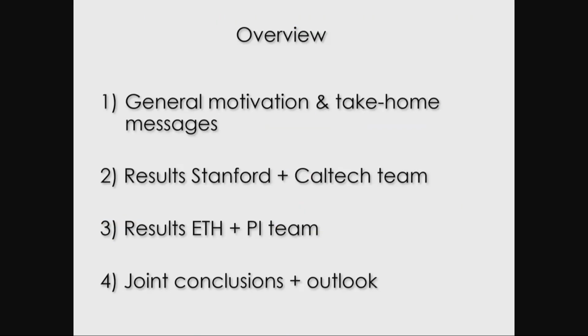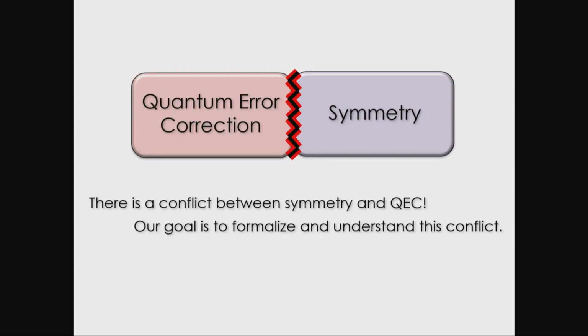So I'm going to start. I'm going to give you a joint motivation for both works, and I'm going to present our results, and I'm going to hand it over to Mischa to talk about their results and conclusions and outlook. The main concept here is symmetry and quantum error correction. I'm going to talk about how these two notions have a conflict, and my goal is to formalize and understand this conflict in the next slides.